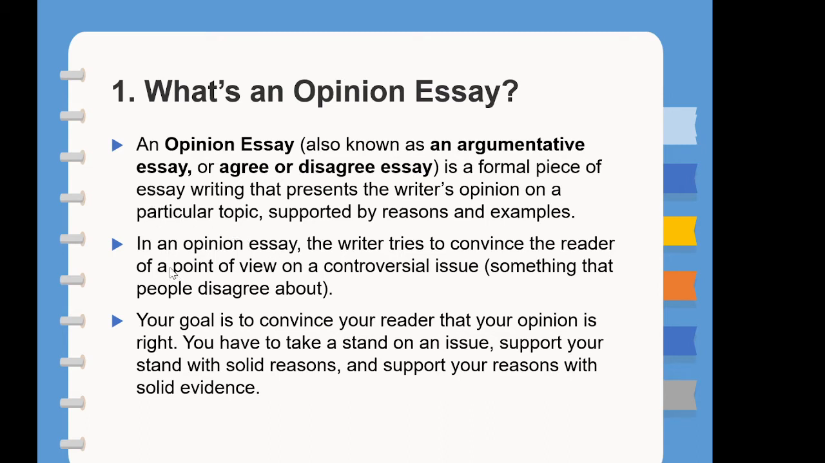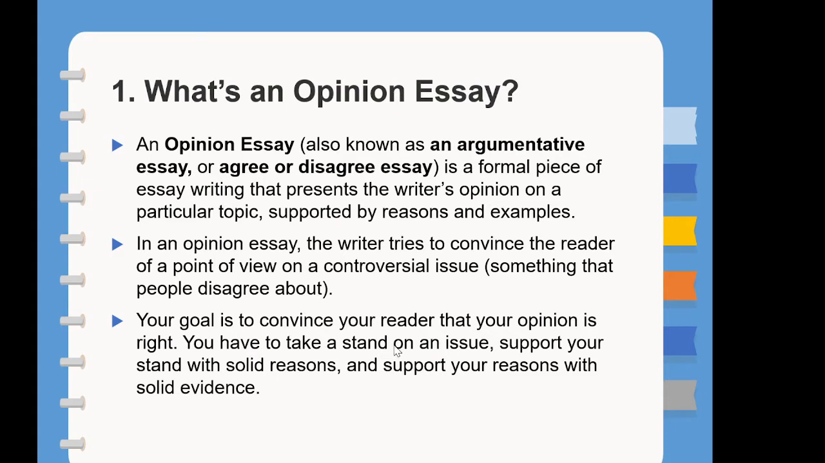In an opinion essay, the writer tries to convince the reader of a point of view on a controversial issue, something that people disagree about. Controversial issue means the debating problem, or the problem for debating, something that people disagree about, and your goal is to convince your reader that your opinion is right.